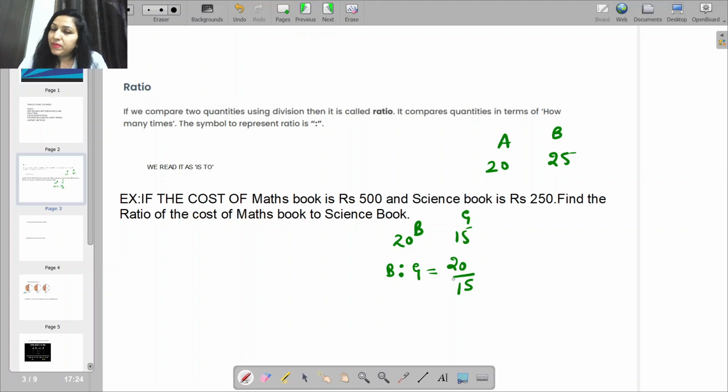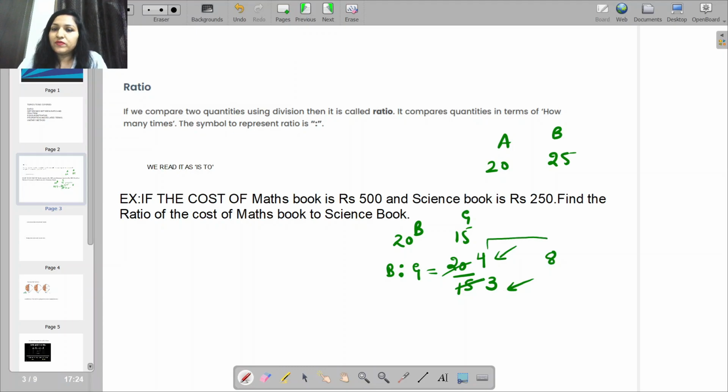Write this in the simplest form. 5 into 4 is 20, 5 into 3 is 15. That means the placement of the students in a class is such that for every 4 boys which are being added to one particular class, 3 girls are to be added. The ratio has to be maintained. For example, if in a class there are 8 boys and I need to decide how many girls I need to input, this ratio has to be maintained. For every 4 boys, 3 girl children should be there in the class.